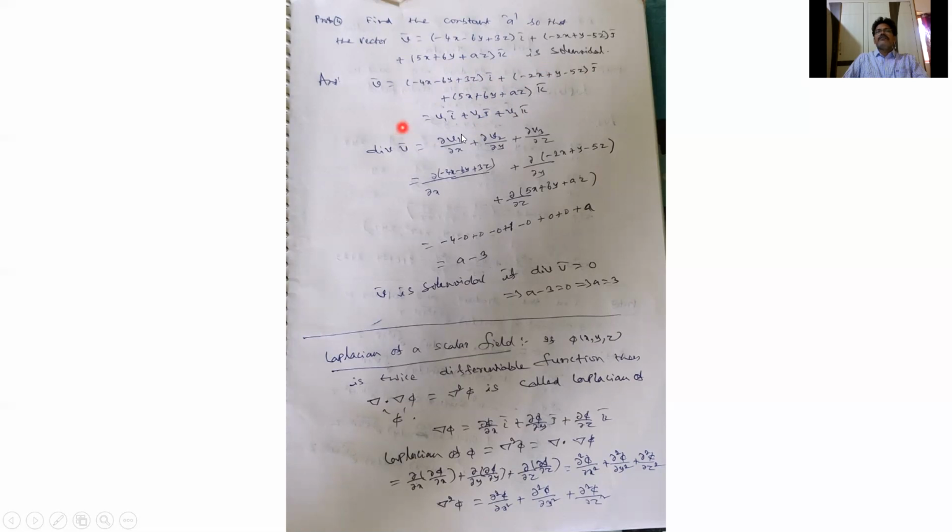So we know that by the definition of a solenoidal vector, a vector is called solenoidal if the divergence of v bar equals 0. So here we first find the divergence and set it equal to 0, by the condition of a solenoidal vector. Divergence of v bar means v1, the coefficient of i, differentiated with respect to x, v2, the coefficient of j, with respect to y, and v3, the coefficient of k bar, with respect to z.